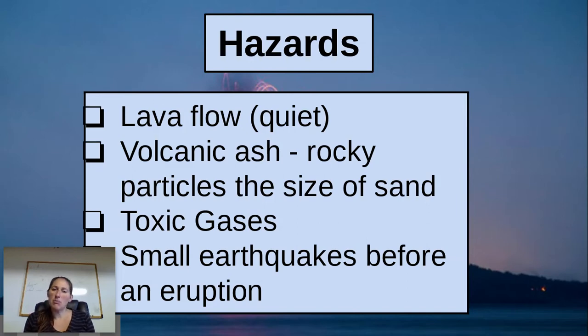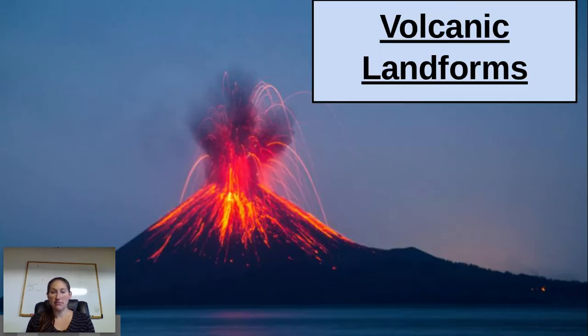Another hazard, and this might be more of the explosive, would be volcanic ash. So it's rocky particles that are the size of sand. But if you picture that in the air near where people live, that could be a hazard. There can be toxic gases. And then, typically before an eruption, there might be small earthquakes. That could cause a hazard.